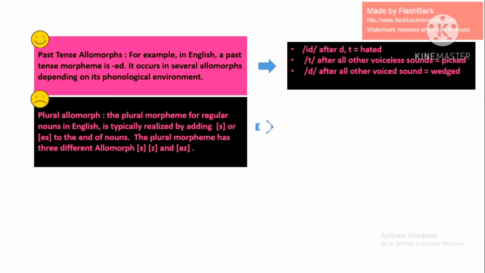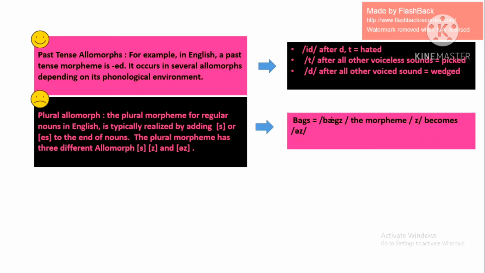And next is plural allomorph. The plural morpheme for regular nouns in English is typically realized by adding s or es to the end of nouns. The plural morpheme has three different allomorphs. The first is s, second is z, and third is iz. For example, in plural allomorph is bags. We can see that the symbol of plural allomorph, the morpheme s, becomes z.